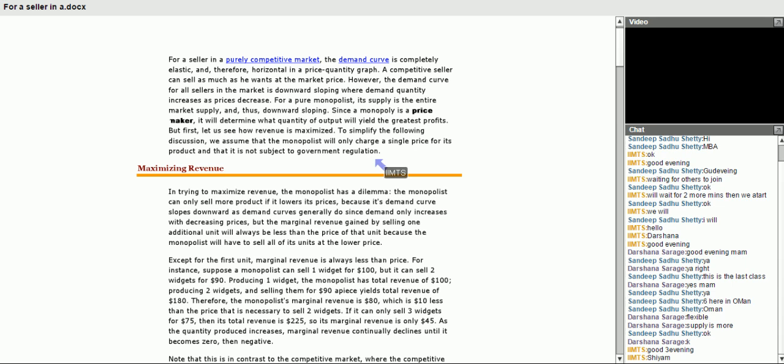So this shows this particular concept. As he is selling more, marginal revenue, which means the addition to the total, is going less and less, and finally it will become 0 and then negative. Okay.